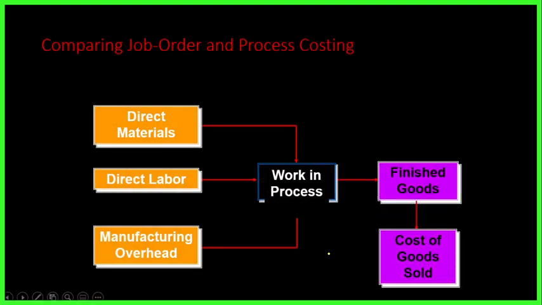Anyway, so ayun. Now, still in the comparison of job order and process costing, this is the initial model for job order and process costing. We all know that your manufacturing costs, your direct materials, direct labor, and manufacturing overhead are all accumulated in your work in process. Once they are completed, they will go to your finished goods inventory, and once they are sold, they will be part of your cost of goods sold.